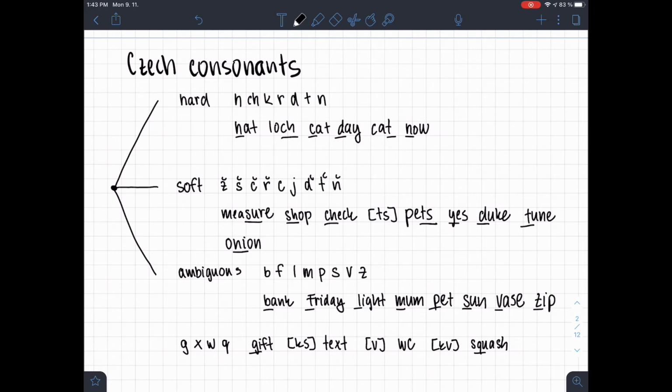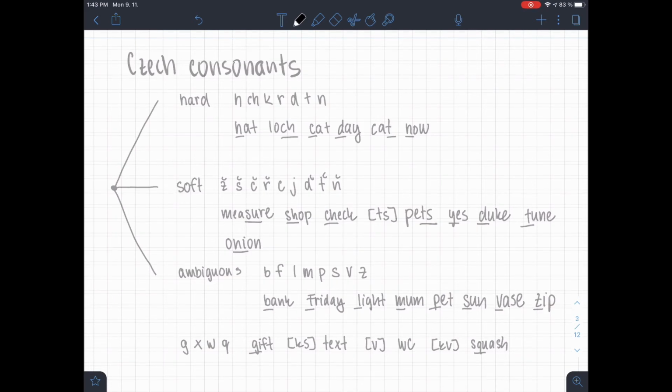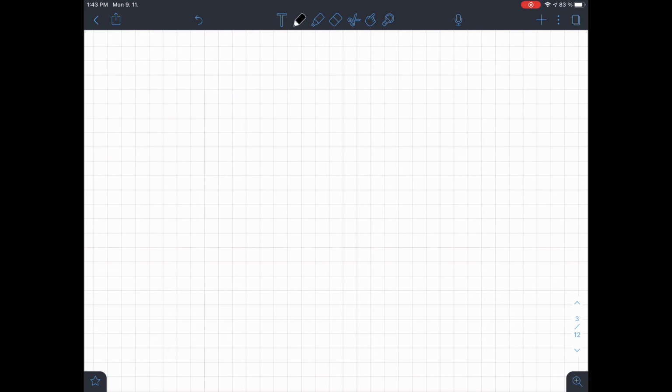Okay, these were all the consonants. There are no other, I promise. So let's now practice with given words, which I will pronounce first, and please repeat after me.